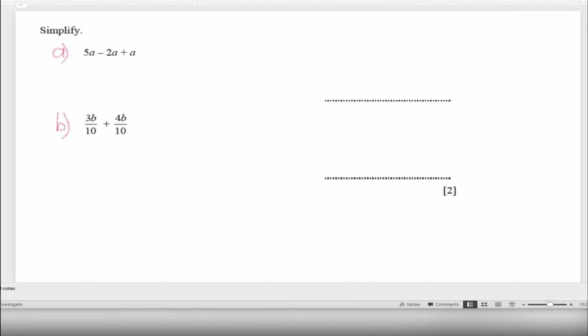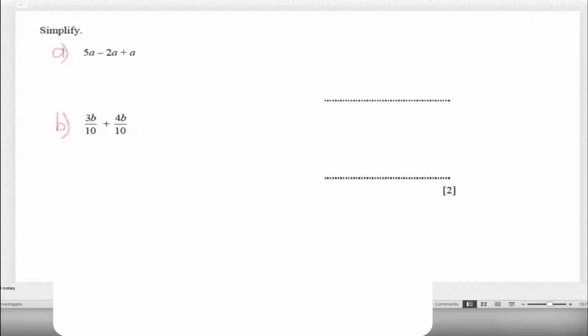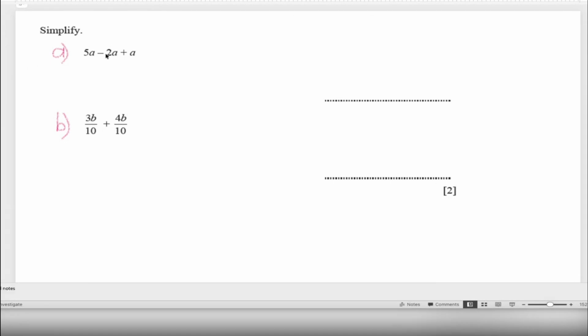Let's have a look at part A, 5a minus 2a plus a. Now, as you can see, all three terms have the same letter a. 5a minus 2a is equal to 3a, and 3a plus a is equal to 4a. So the answer will be equal to 4a. So there you will get 1 mark.